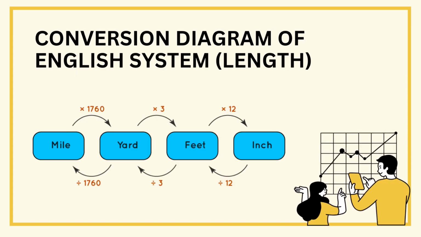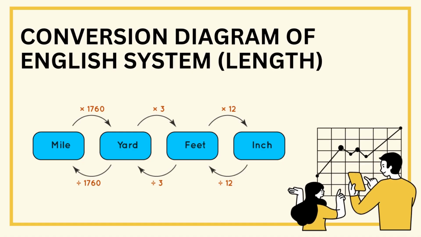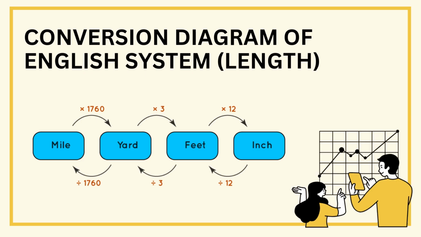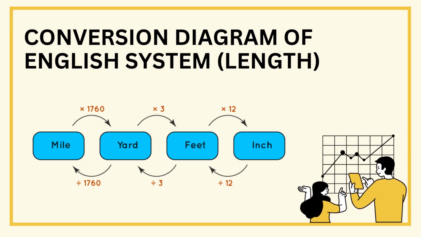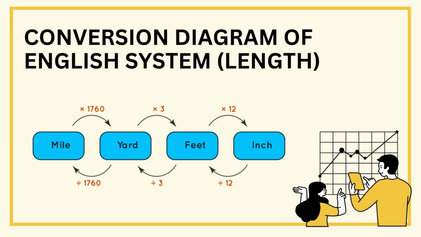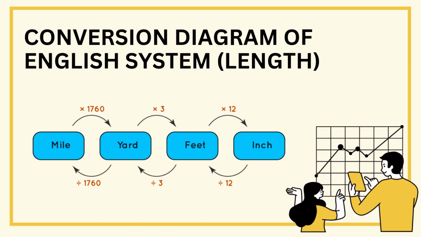Given in this diagram is the conversion diagram of English units in length. For example, if we want to convert inches to feet, we divide the given value by 12. If we want to change miles to yards, we multiply it by 1760. If I have 3 yards of fabric and I want to convert it to feet, then 3 times 3 will give a result of 9 feet.